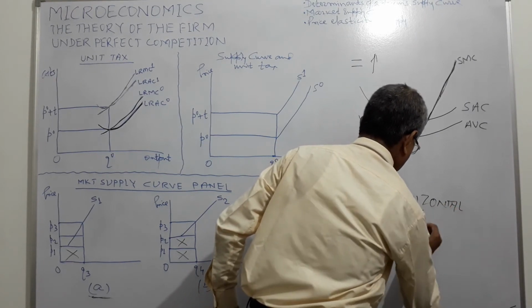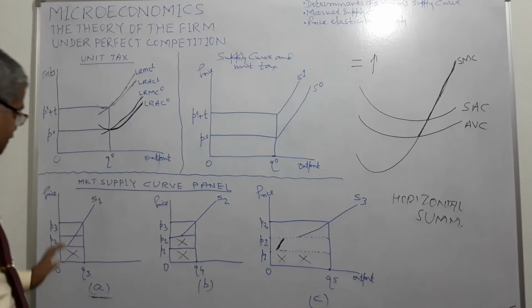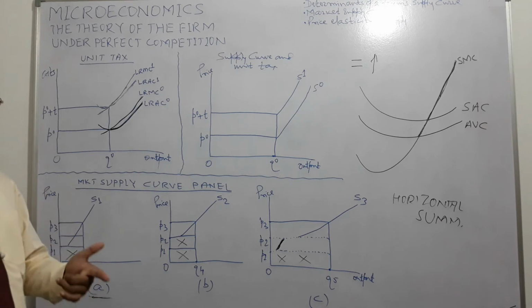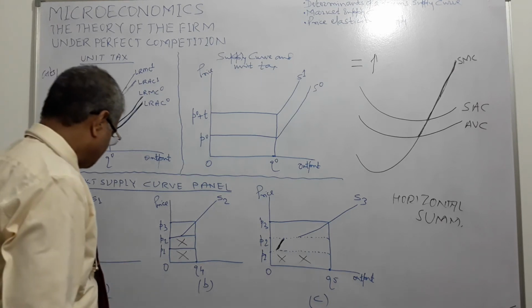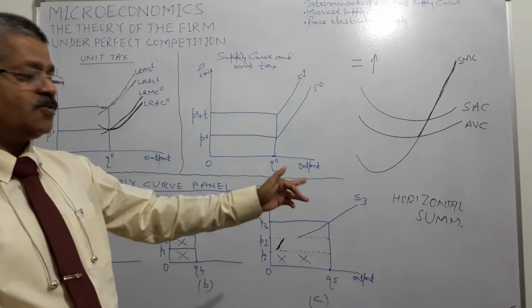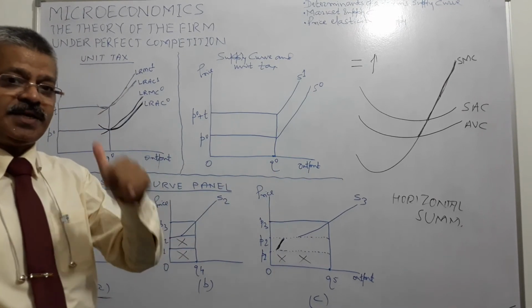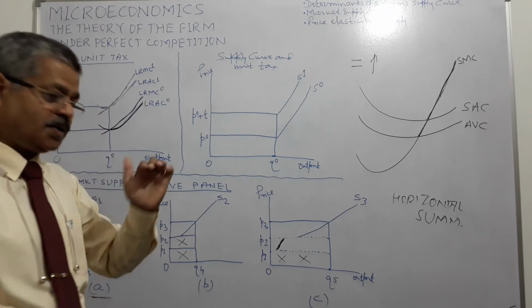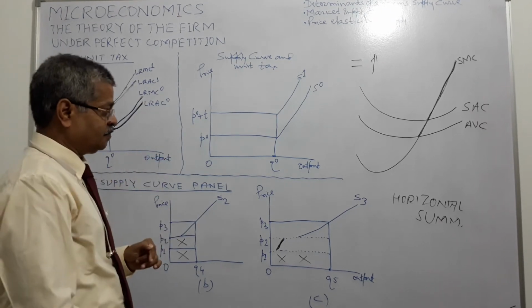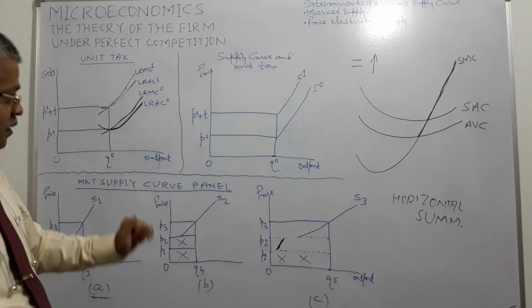Horizontal summation of the supply line of the units in the market. Suppose there are n units, so we will aggregate the horizontal summations of all those n units, unit 1, 2, 3, and so on, up to unit n. So this is the market supply curve panel.